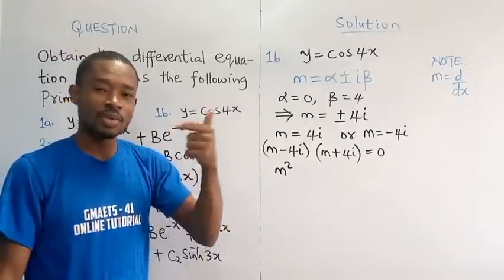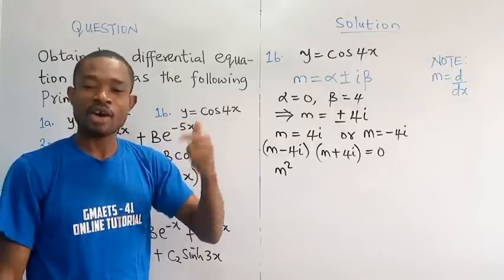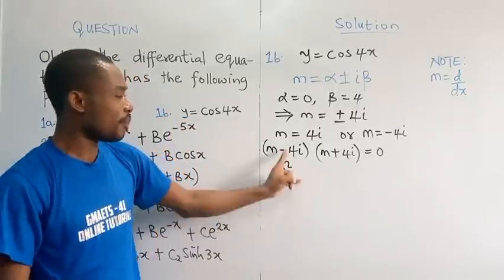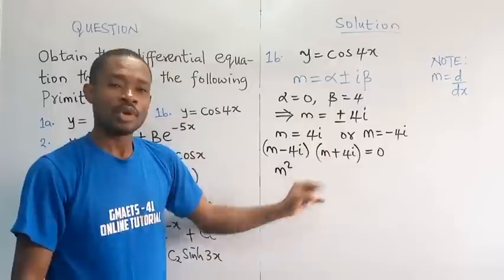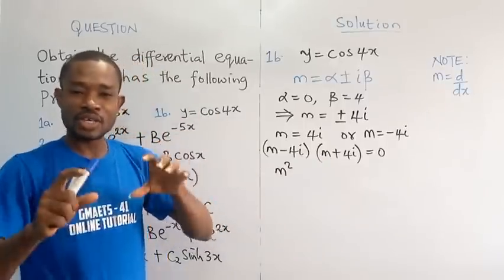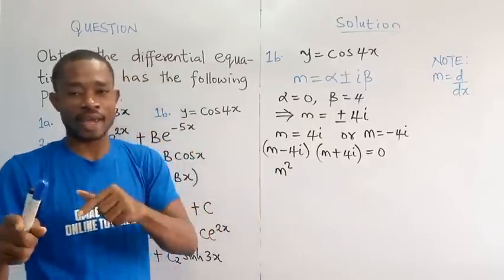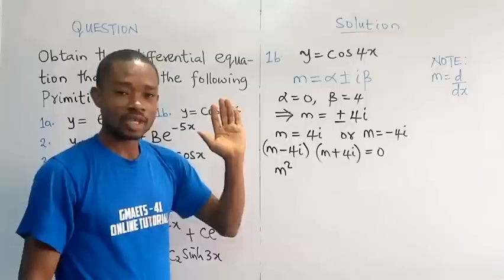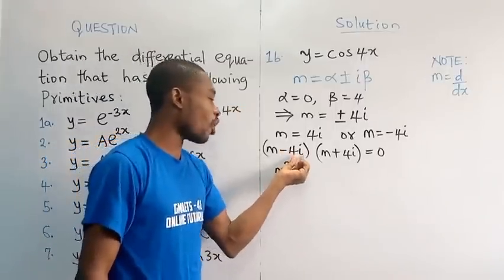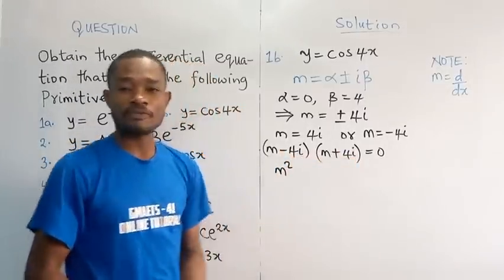So once again, it's going to be positive 4im. Are you following right? Then minus 4i times n would give you minus 4in. So you see you have plus 4im minus 4in. That's going to give you what? 0.